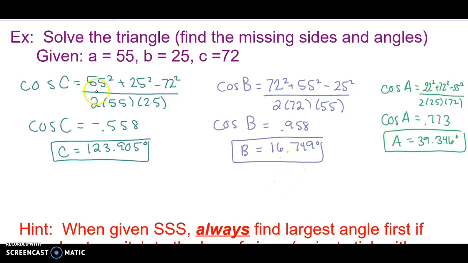And then when you type things in, I would just type things in as you see here. Just make sure you put parentheses around your whole numerator, division, parentheses around your whole denominator. Okay, so type it in as you see.